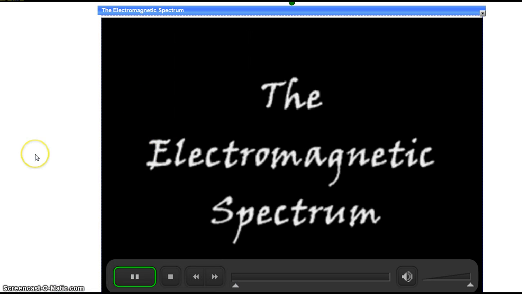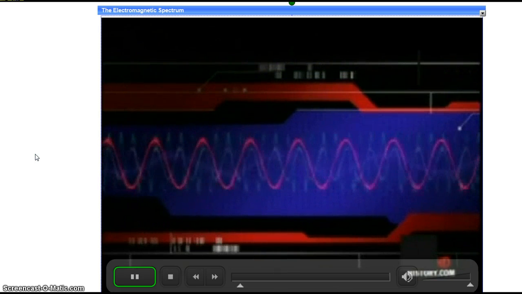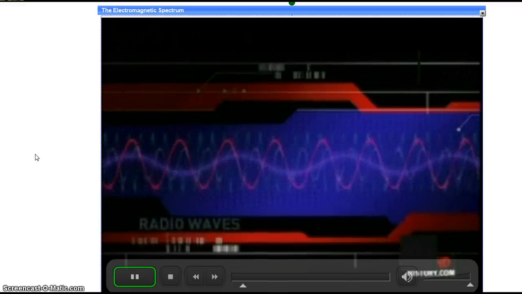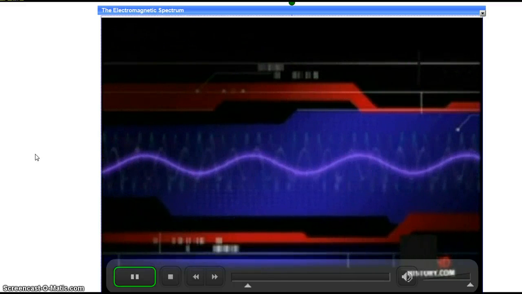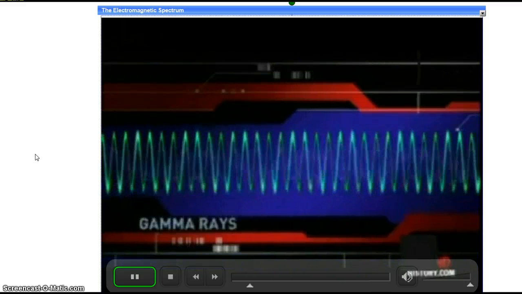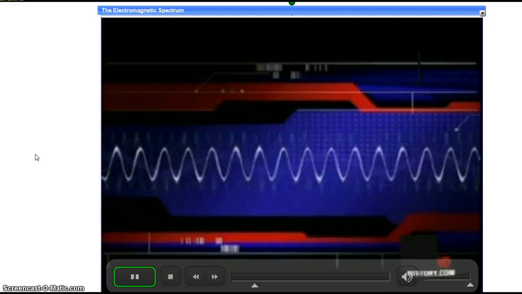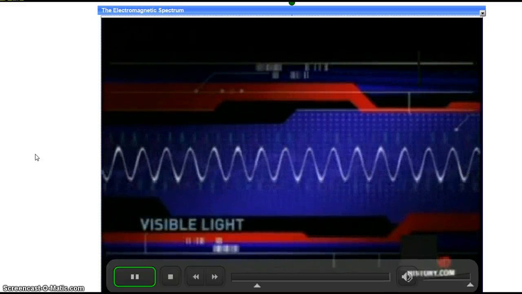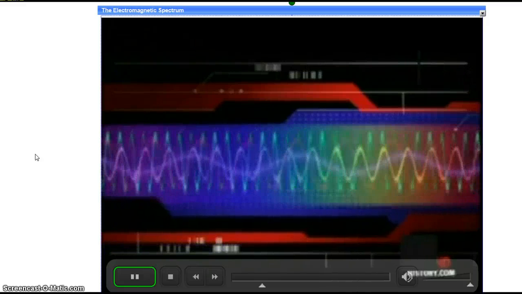The electromagnetic spectrum, an immense scale used to measure the wavelengths of all kinds of radiation. At one end are radio waves with the longest wavelengths. At the other end are gamma rays with the shortest. In between are the other bands, including visible light, which is such a tiny fraction of the whole, it's difficult to imagine.